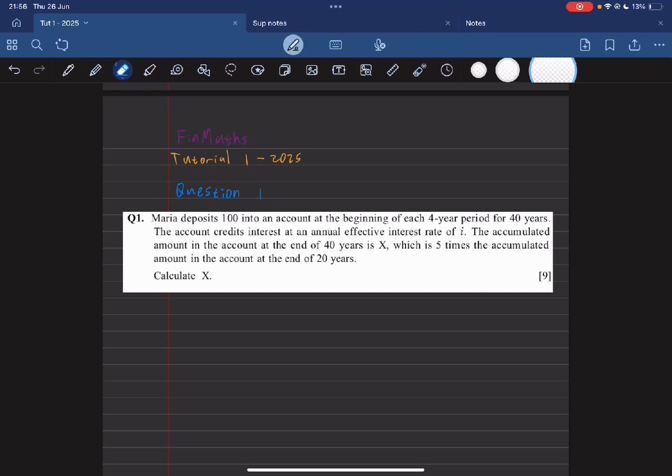Hello, today we're going to be going through some fin maths questions. Specifically, we're going to be going through my tutorial 1 from 2025.